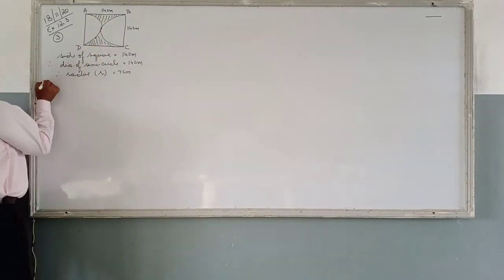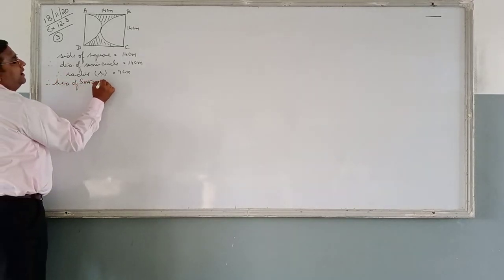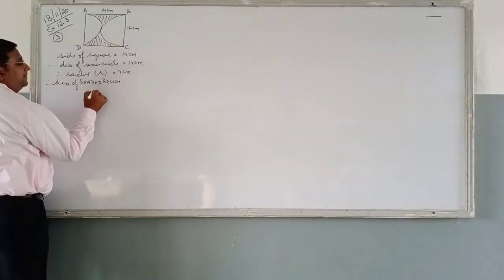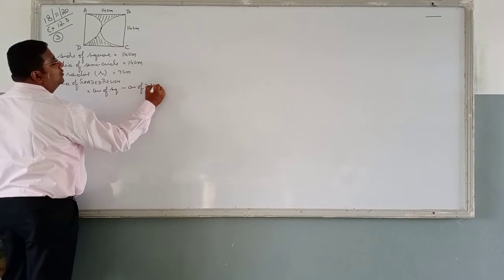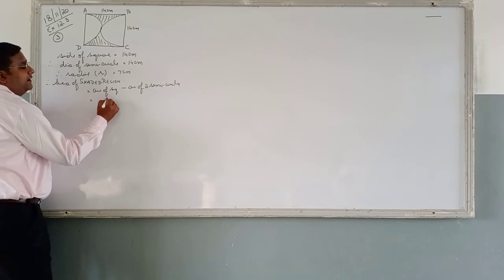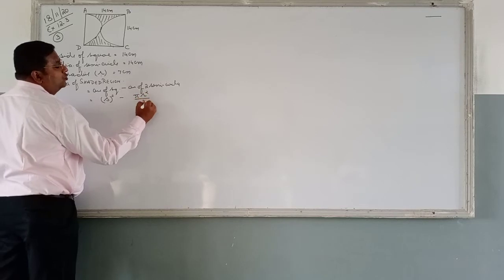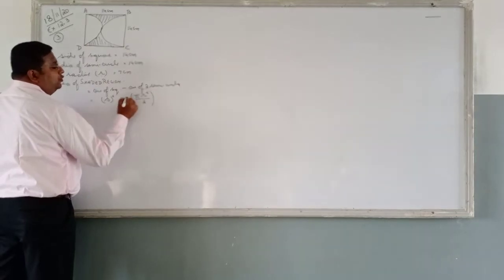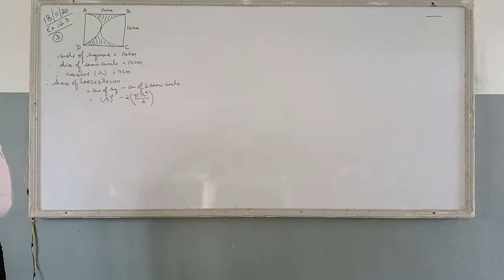Now he says find the area of the shaded region. So the area of the shaded region is equal to the area of the square minus the area of two semicircles. The formula we all know: area of a square, side square, minus area of semicircle, pi r square upon 2, that is the area of one semicircle. Because there are two, we multiply it by 2. Right? No need to calculate it separately, do it together. You will be able to save time.